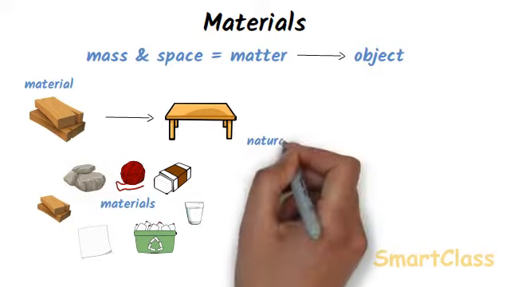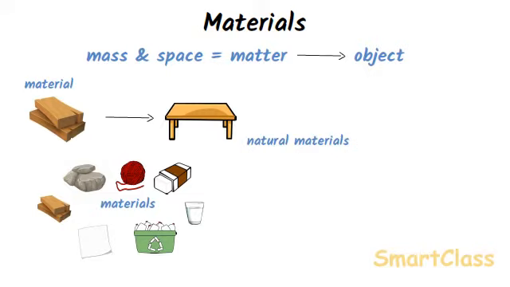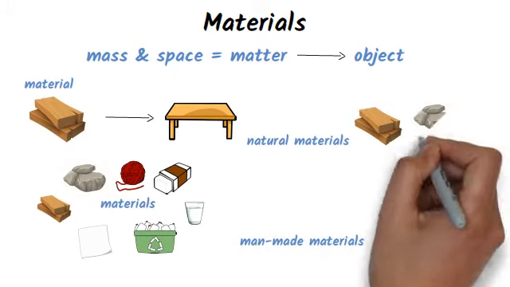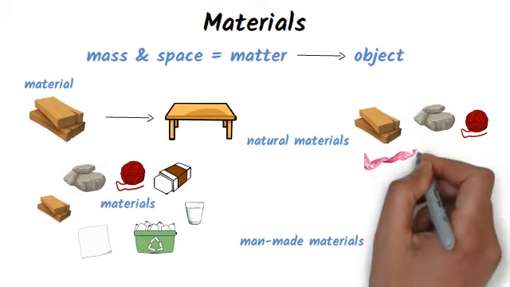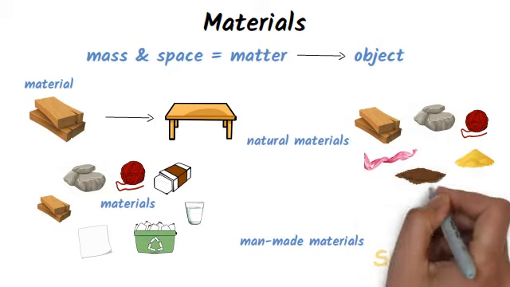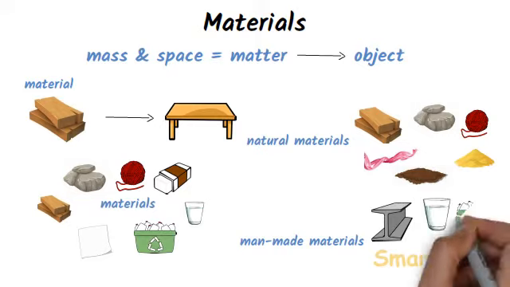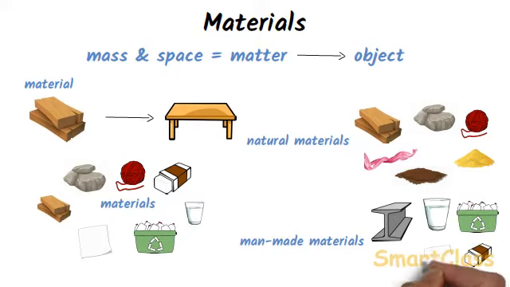Materials are of two types, natural materials and man-made or artificial materials. Some examples of natural materials are wood, rocks, wool, silk, sand and soil. Some examples of man-made or artificial materials are iron, glass, plastic, rubber, paper and sugar.